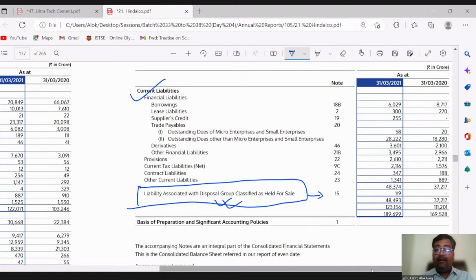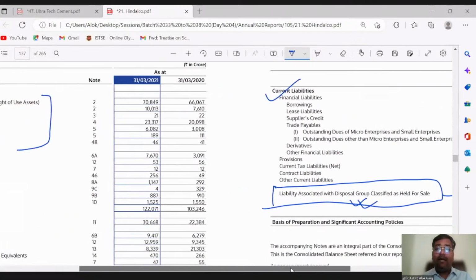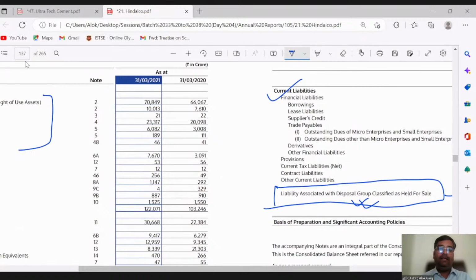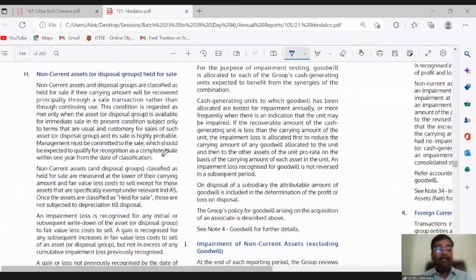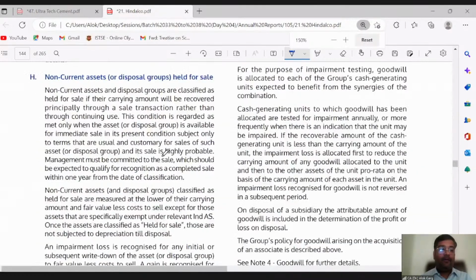And before this, let me again show you the accounting policy of non-current asset held for sale and disposal group, because now we have enough understanding of the measurement requirements also. So we will talk about the non-current asset or disposal group held for sale accounting policy practically.